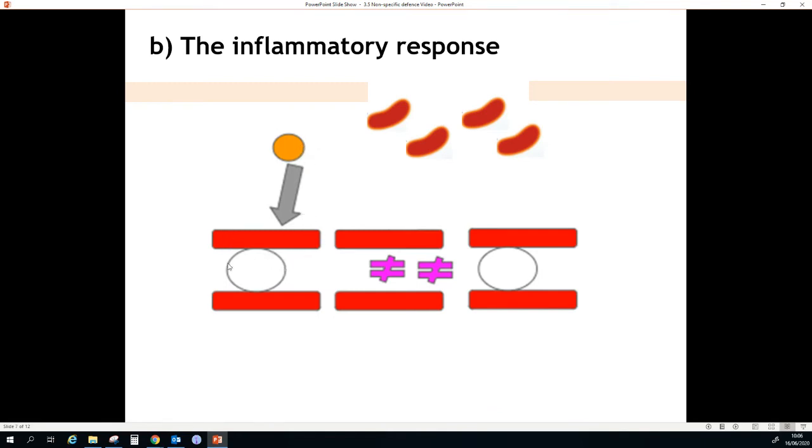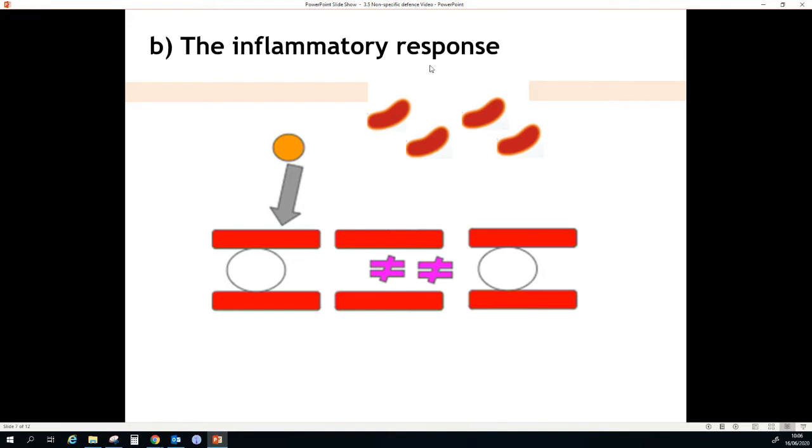We have what are called phagocytes, which we'll talk about in the next slide. These are a type of white blood cell, which are important in our non-specific immune system. We also have these little things here, which are clotting elements or clotting factors, which again on the next slide we'll look at their function.